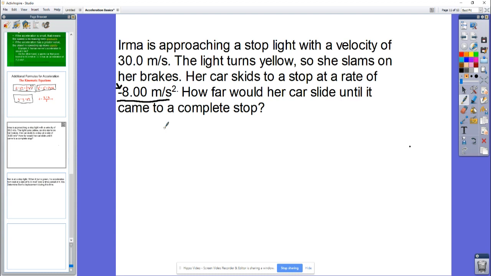All right, welcome back. So let's see how I would solve this. We're going to use a GUESS method. So first, G, what are we given? I'll start with negative 8.00 meters per second squared. That's acceleration. We have 30.0 meters per second. That is our initial velocity.